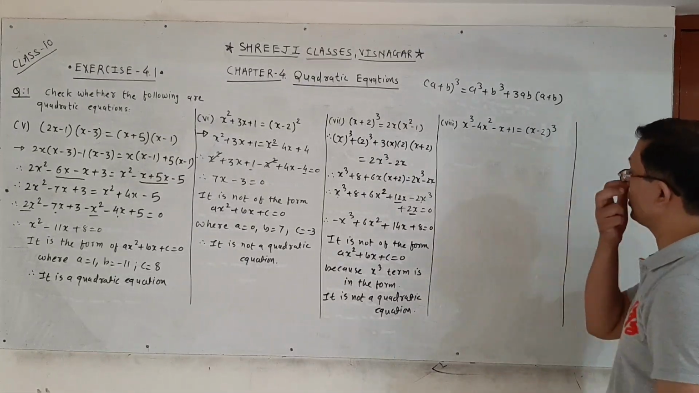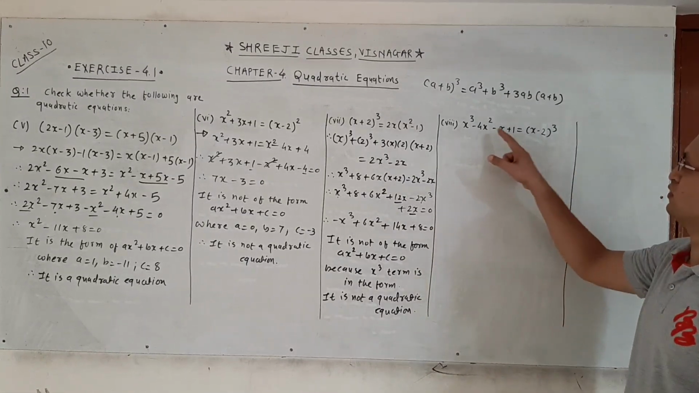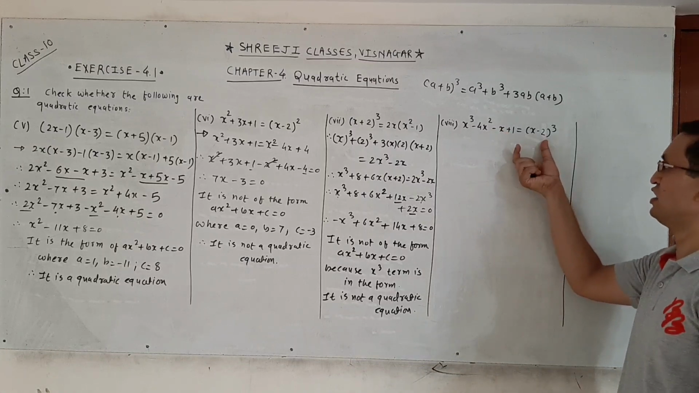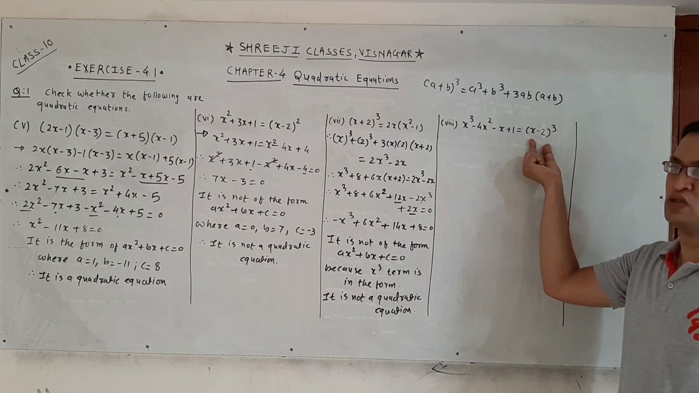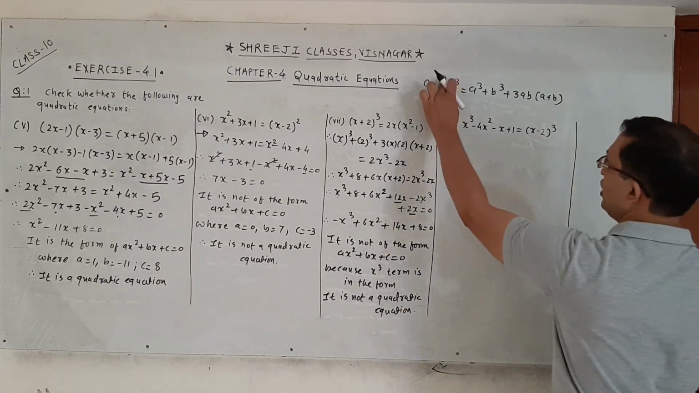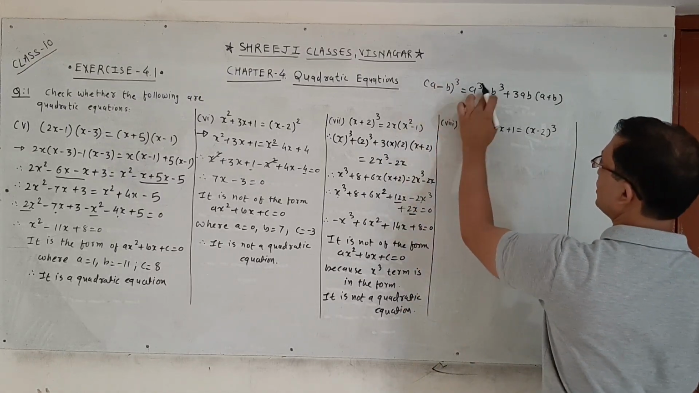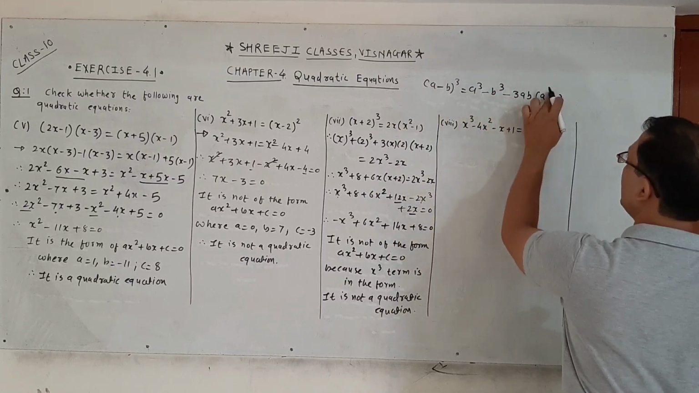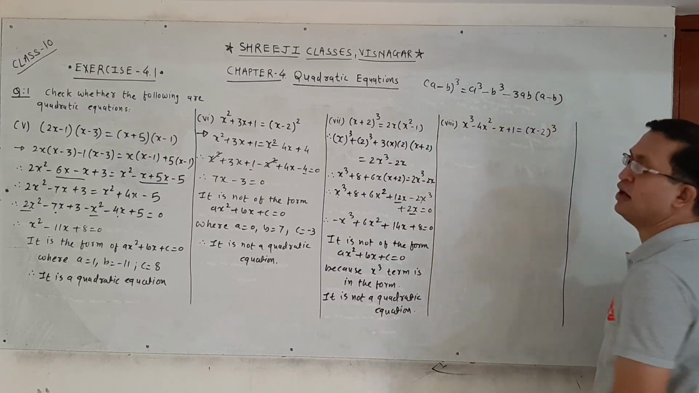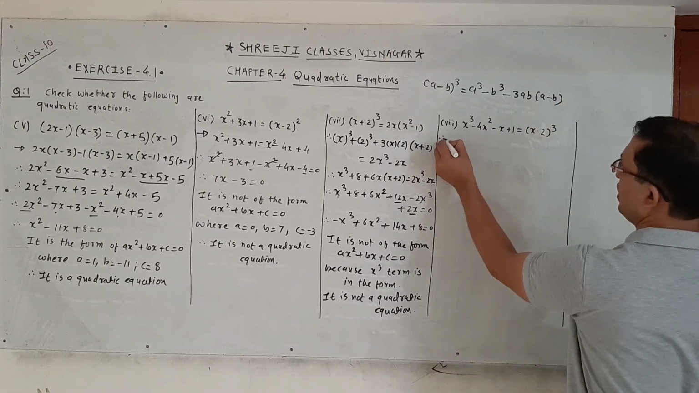Again, next question. x cube minus 4x square minus x plus 1 is equal to x minus 2 whole cube. First, we remember this expansion a minus b whole cube. A minus b whole cube is equal to a cube minus b cube minus 3ab into bracket a minus b. First, we simplify this bracket.